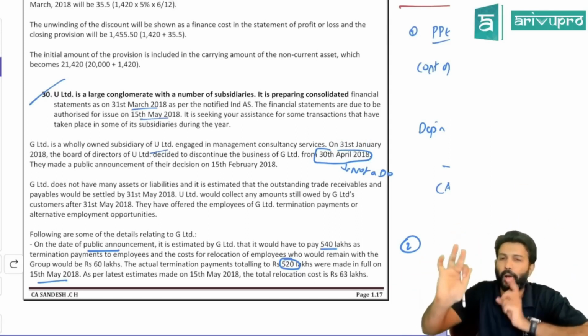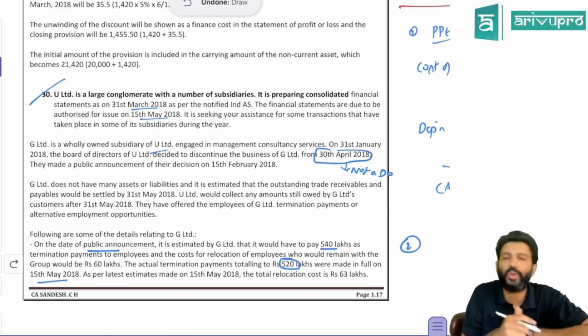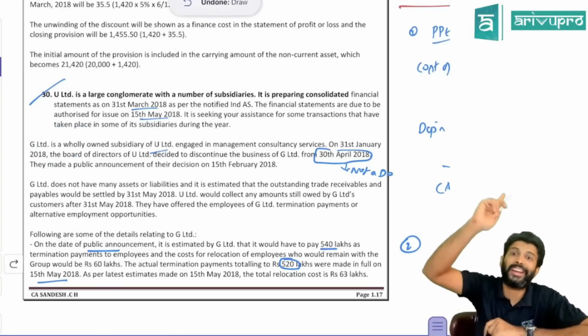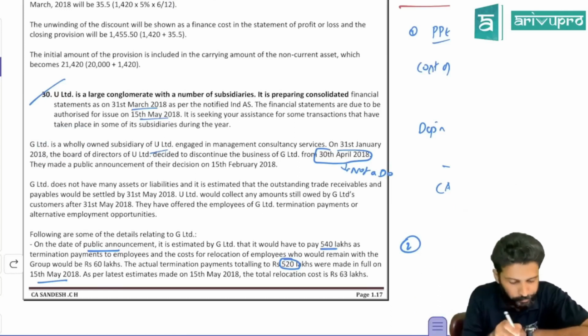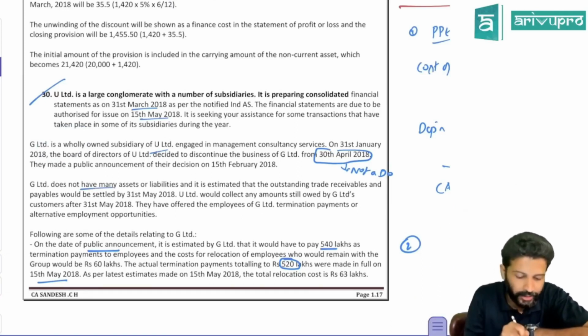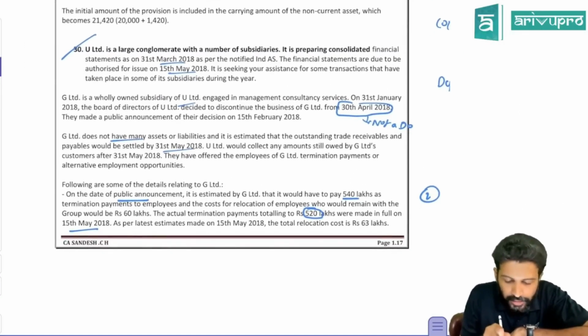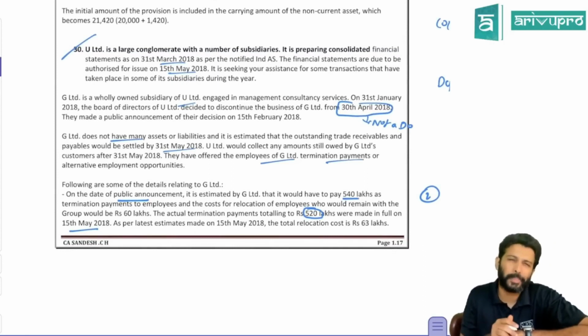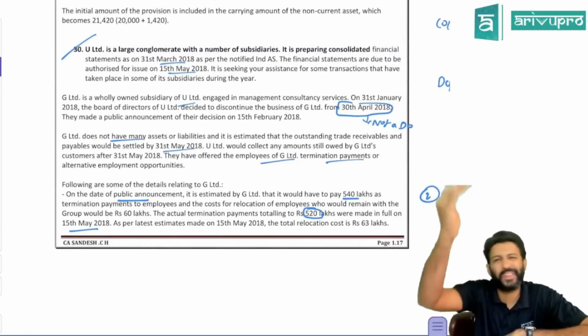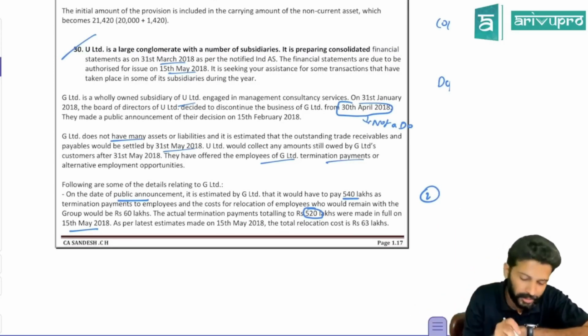So from 30th April onwards, this G Limited operation, you will treat it as discontinued operation and apply IND AS 105 provision. G Limited does not have many assets or liabilities. It is estimated that the outstanding trade receivable and payable will be settled by May. All that is fine. But they've offered employees of G Limited some termination payment. G Limited has some employees for which we are giving some severance pay or termination payments.